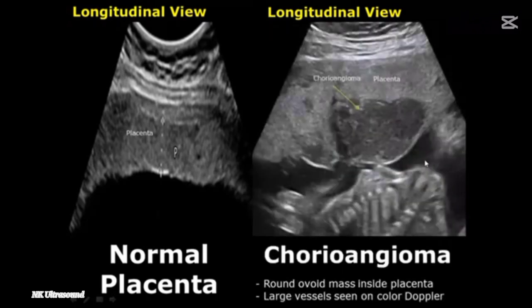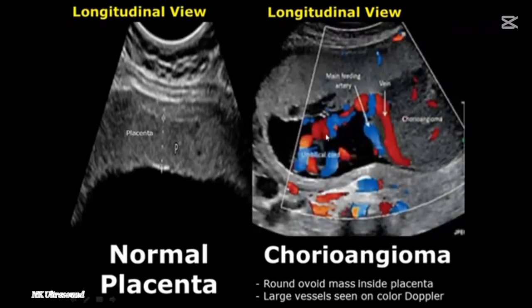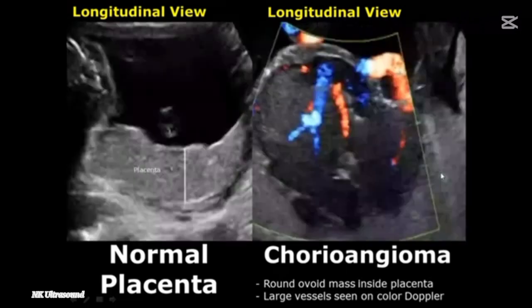One common benign tumor of the placenta is the chorioangioma. It appears as a round ovoid mass inside the placenta. Another image of chorioangioma showing a round ovoid mass in the placenta. Usually it is hypoechoic as compared to the placenta. On color Doppler, we will see large blood vessels supplying the mass. We can see both the arteries and the veins. It has a very large blood supply. Here is another Doppler image showing large vessels supplying the chorioangioma.